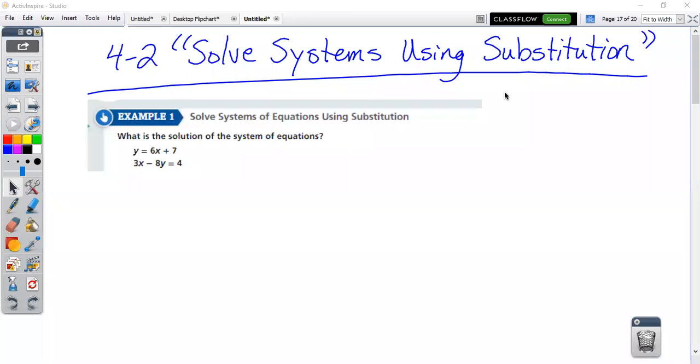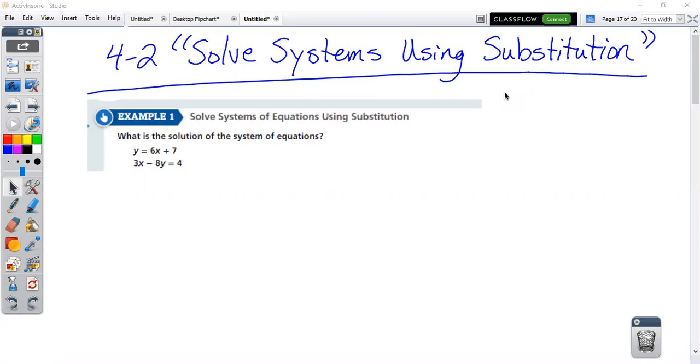Okay, so today we're doing solving systems using substitution. We did graphing yesterday. What did you do when you graphed? You graphed them and saw where they what? Intersected. Okay, so today you're solving it the same way. You get the same answer. You're just not graphing it. You're doing it algebraically.